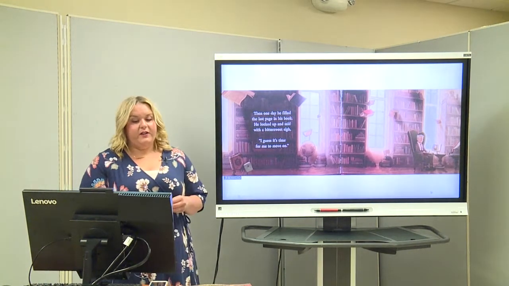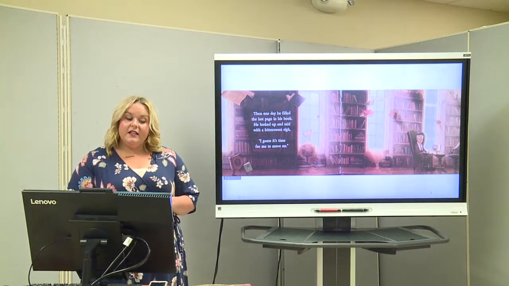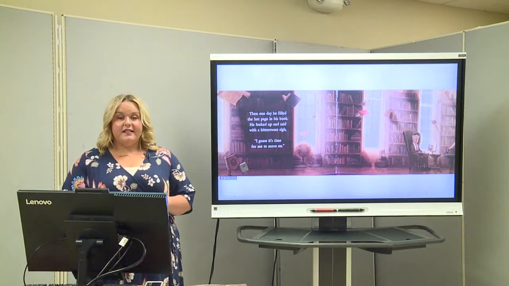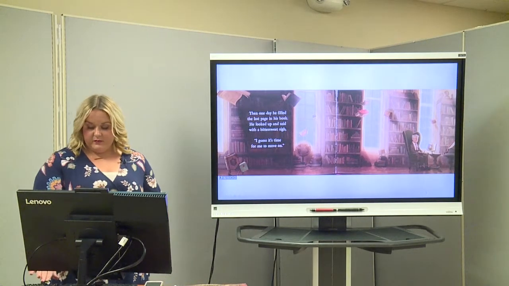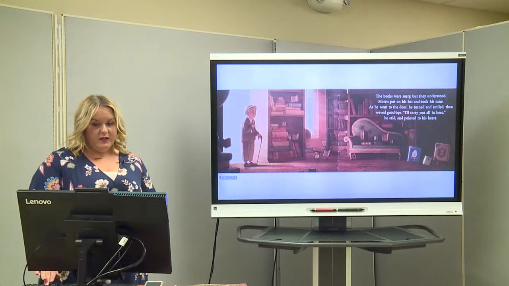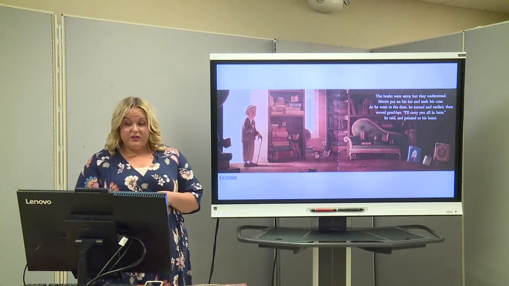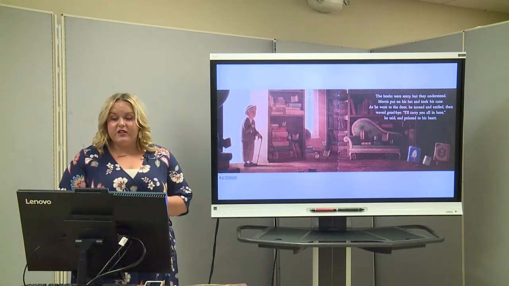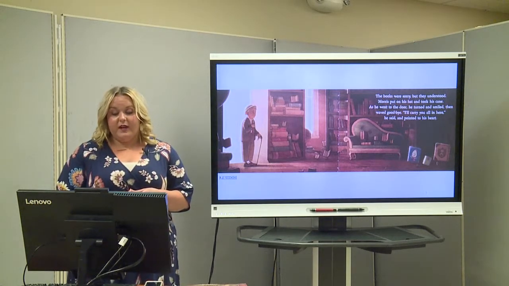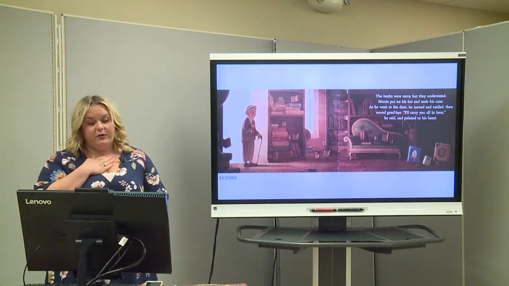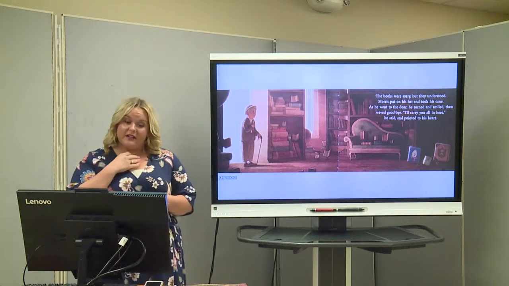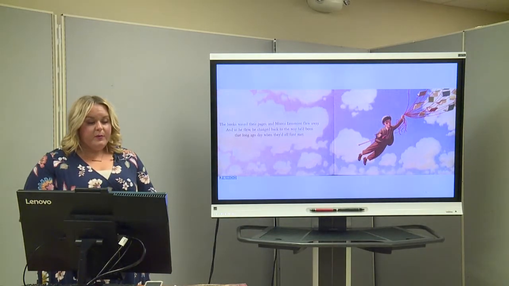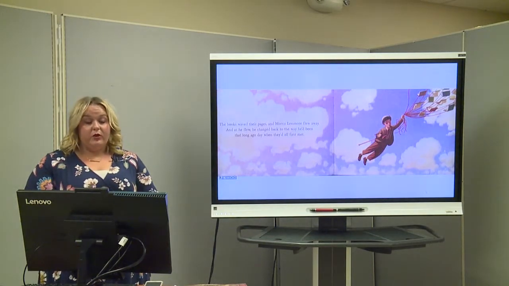Then one day he filled the last page of his book. He looked up and said with a bittersweet sigh, "I guess it's time for me to move on." The books were sorry, but they understood. Morris put on his hat and took his cane. As he went to the door, he turned and smiled, then waved goodbye. "I'll carry you all in here," he said, and he pointed to his heart. The books waved their pages, and Morris Lessmore flew away.